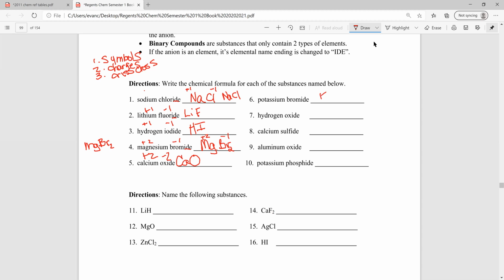Our symbol for potassium is K. Our symbol for bromide is going to be our bromine, Br. This is a +1 from the periodic table. This will be the -1 from the periodic table. +1 and -1 are already equal, so they're all set.